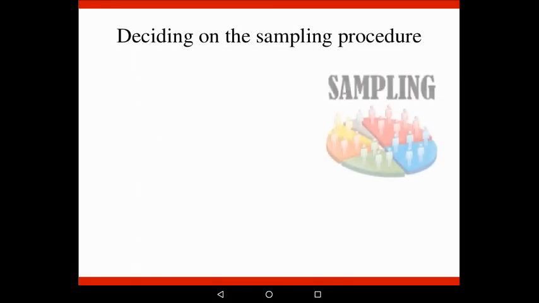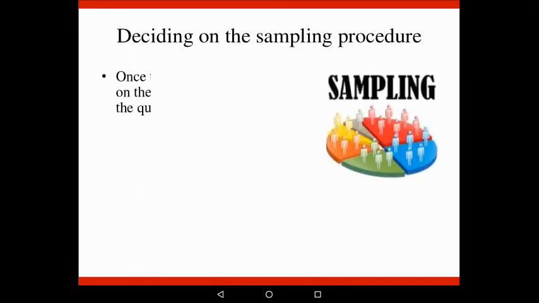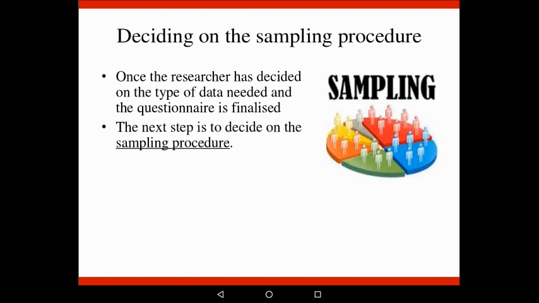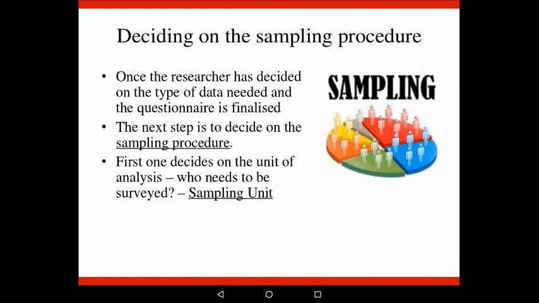Okay, deciding on the sampling procedure. Once the researcher has decided on the type of data needed and the questionnaire is finalized, the next step is to decide on the sampling procedure. The first one decides on the unit of analysis.